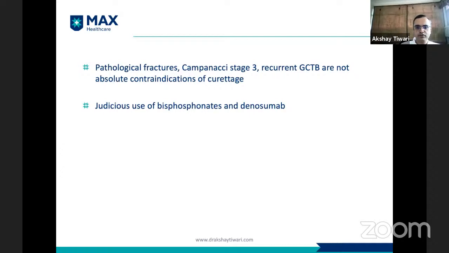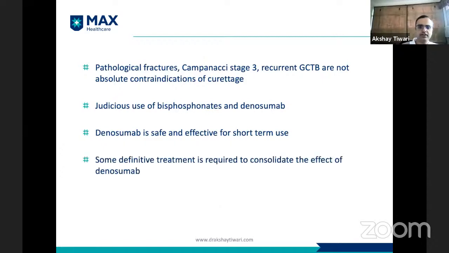Judicious use of bisphosphonates and denosumab: we are getting to know more and more about these two drugs and getting wiser as to how and when we should use them, and what cautions we should have while using them. We know denosumab is safe and effective for short-term and even mid-term use, but long-term use still remains to be established. And we also know the moment you stop denosumab, some definitive treatment is required.